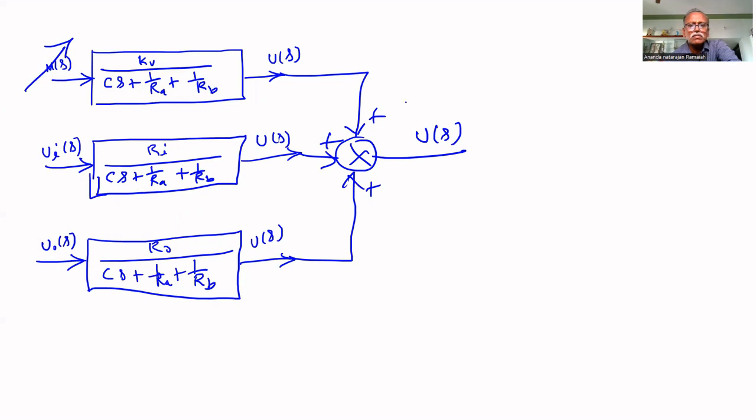If any change in M of s, you will get change in U. Any change in Ui, you will get change in U of s. Any change in U naught, you will get change in U of s. This is the mathematical model of the pressure process.